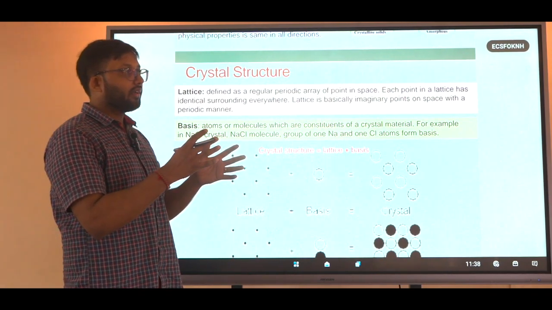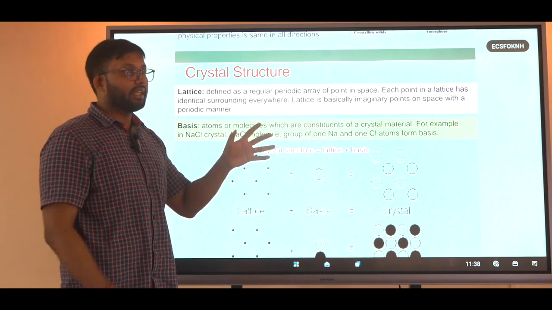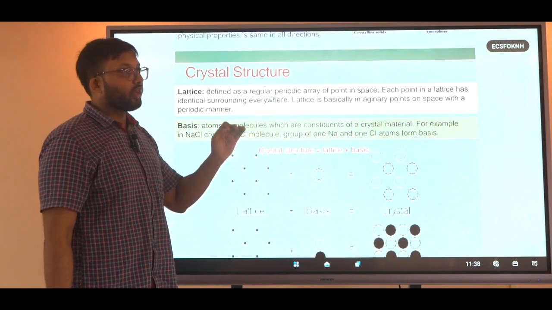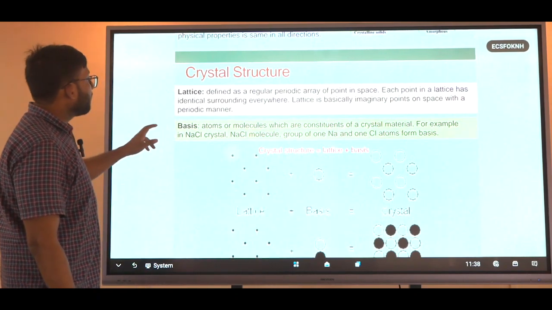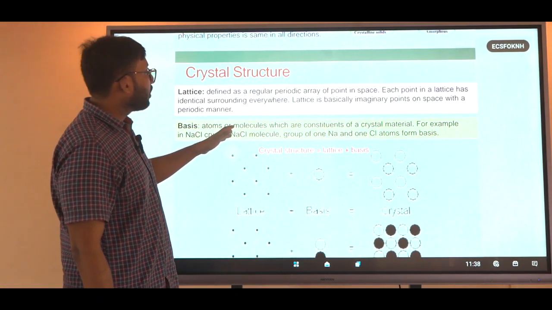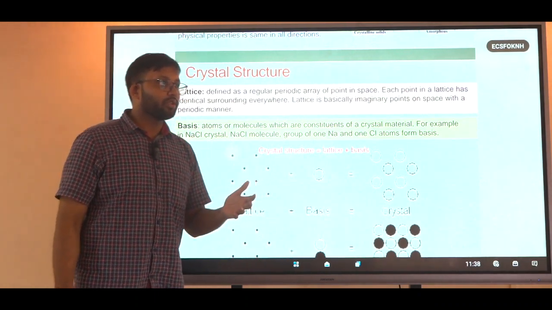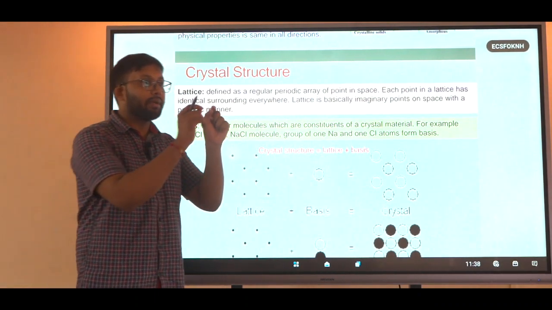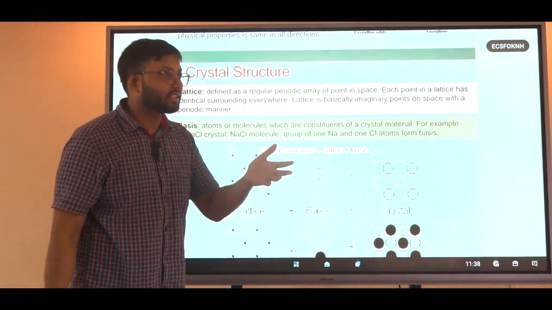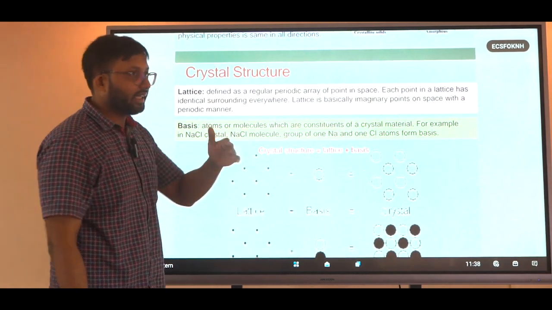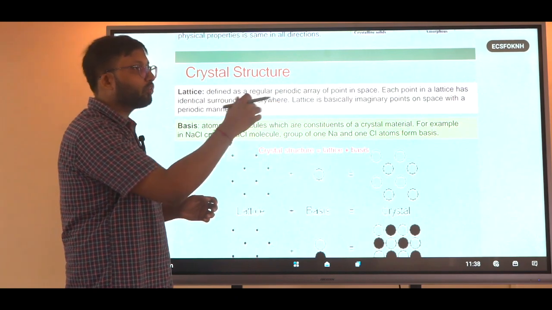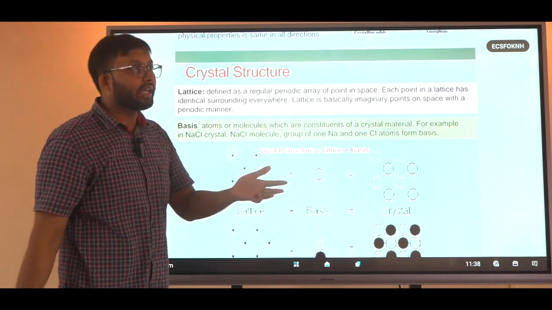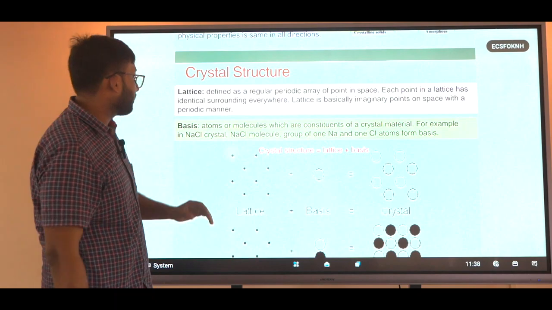So just lattice does not give us any crystal structure. Along with lattice, we also have to have a basis. So what is basis? Bases are atoms or molecules, the constituent atoms or molecules which will be present on those imaginary points, that is basis. Lattice points are the imaginary points, and on those imaginary points we have to put basis. Only then we will get the defined crystal structure.